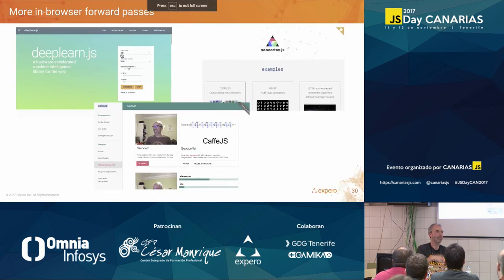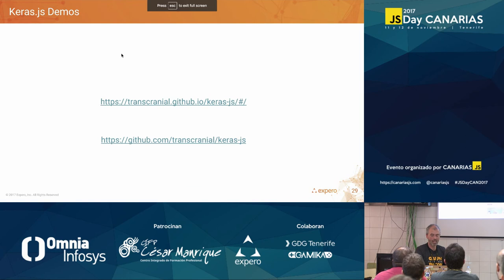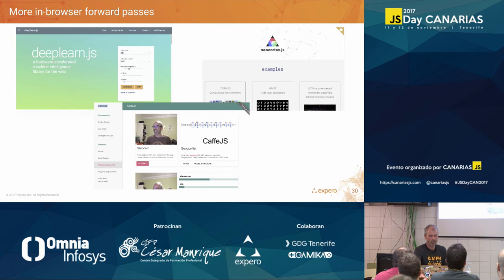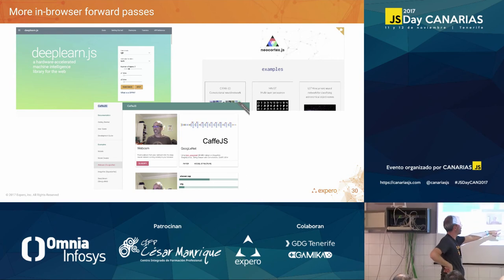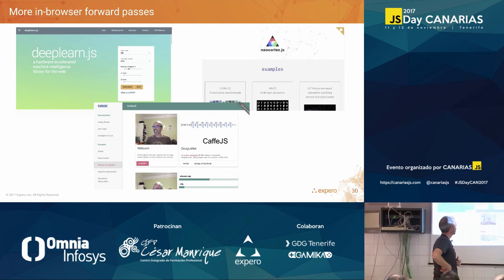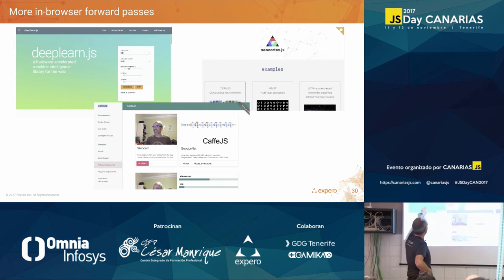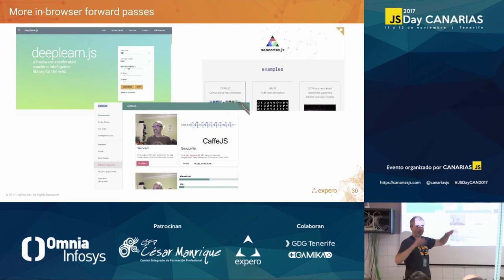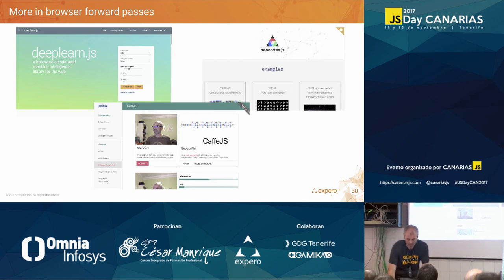And accessible implementations, because we can go and look at these guys' demos and figure out how to implement this stuff. So we showed Keras.js, there's Caffe.js, again with its own demo site, and also Neocortex and DeepLearn doing the same thing. So there are little libraries popping up to do this. Keras.js is interesting because it's maintained by an open source foundation. The same with Caffe, whereas these others are more independent, startup-y type things, so maybe less robust.